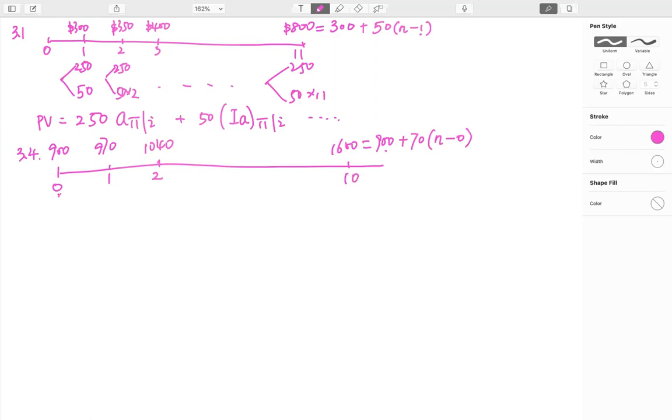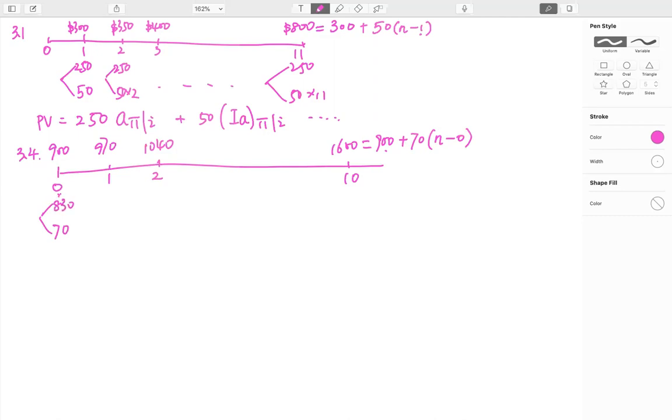1,600 minus 900 is 700. 700 divided by 70 is 10. So here it's 10 years. Actually, it's 11 because this is an annuity due, but that's okay. Again, this is a non-standard one. So we already know from the first one how you can decompose. We know the increment, just leave the increment for the first one. And whatever is left would be the level payment.